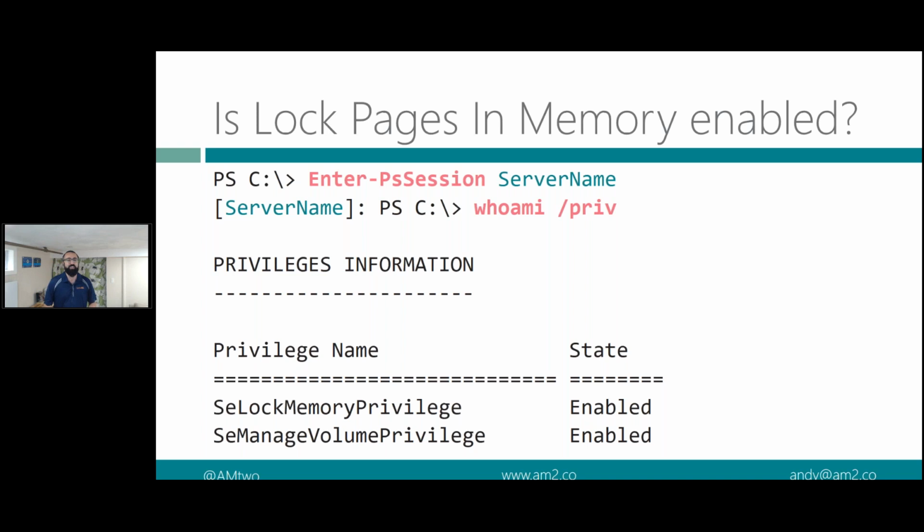The second line, you're on that server, you type whoami /priv, and you get your information, and you can see that lock pages in memory is enabled. And the other thing that shows up here that DBAs are often interested in is the perform volume maintenance tasks permission that lets you do instant file initialization.